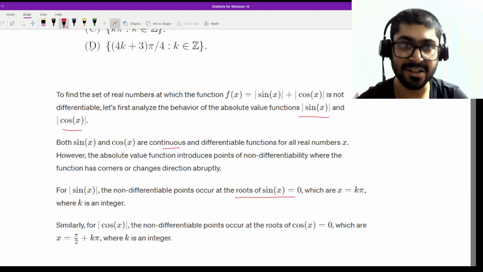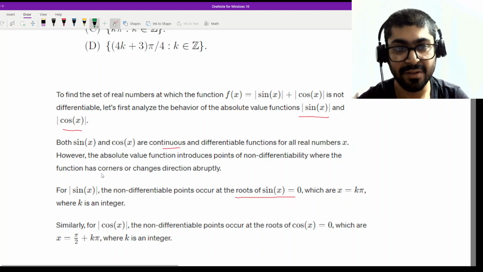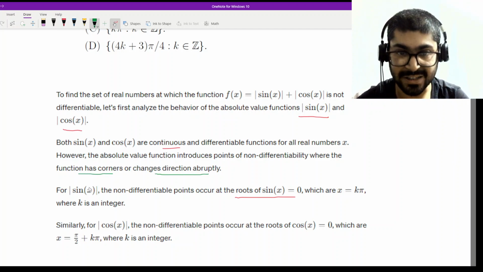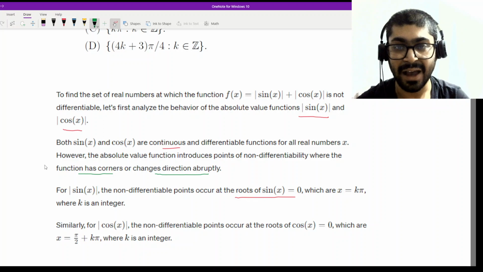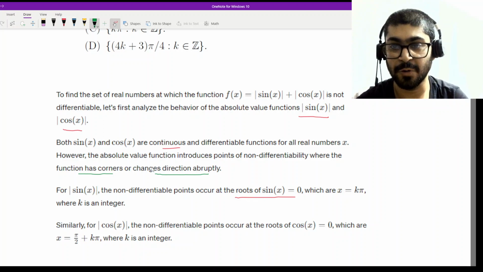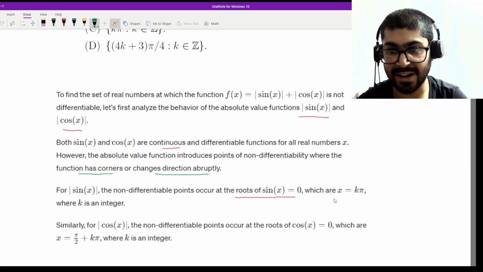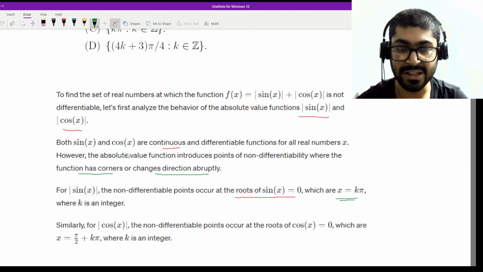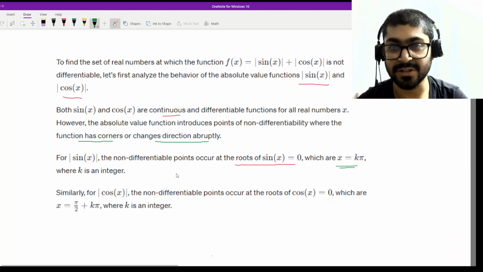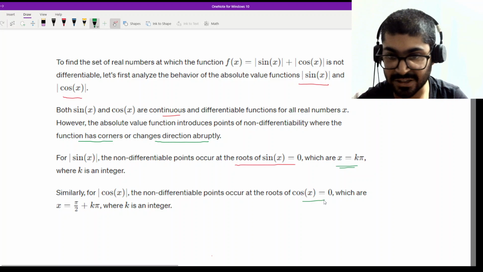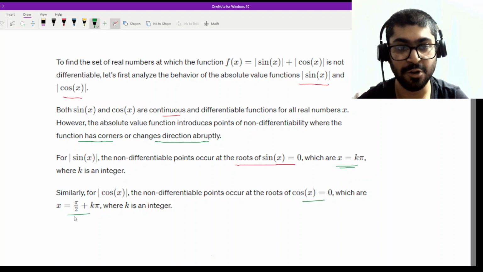So where does non-differentiability occur? If the function has corners or if it changes directions abruptly. Now mod sin x will have a V shape at the roots. What are the roots of sin x equal to 0? They are x equal to k pi. So we have to avoid these points. Similarly for mod cos x, the non-differentiable points occur at cos x equal to 0, which are x equal to pi by 2 plus k pi.